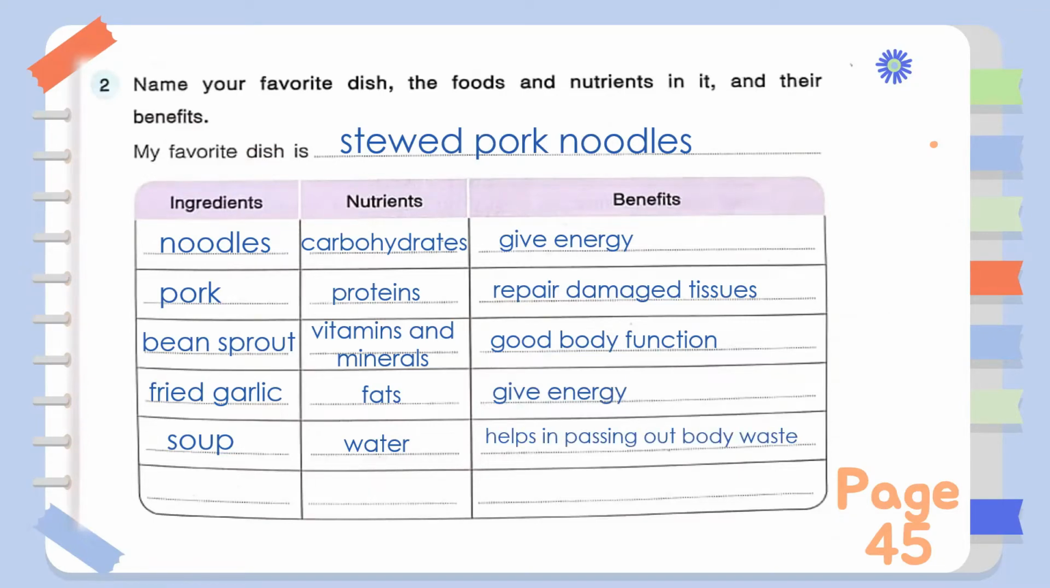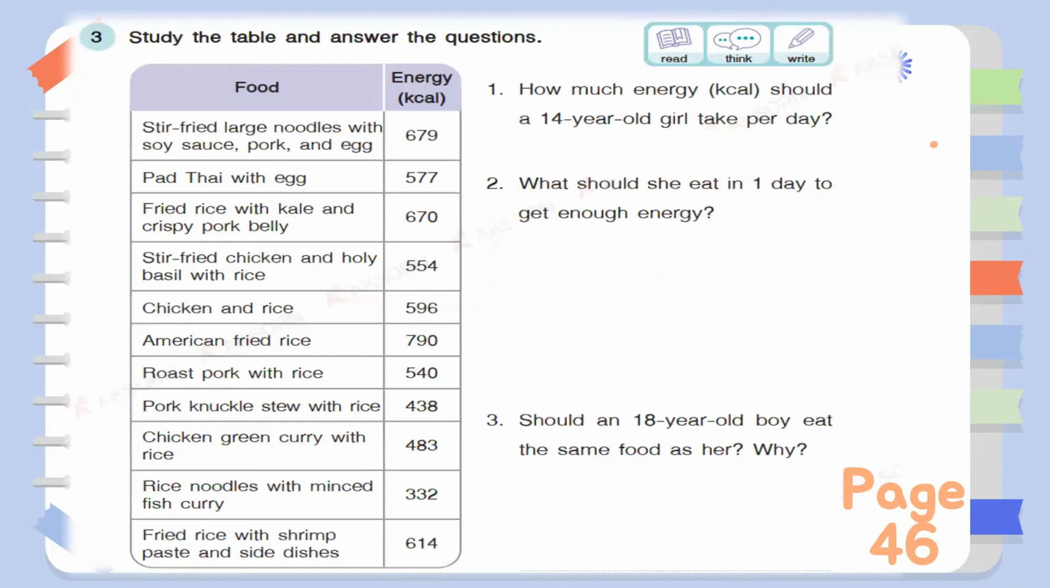So this is my own example. You answer this one based on your favorite dish, okay? You can pause this one to finish, and then if you're done, let's move on to page 46. That is activity 3. It says here, study the table and answer the questions.